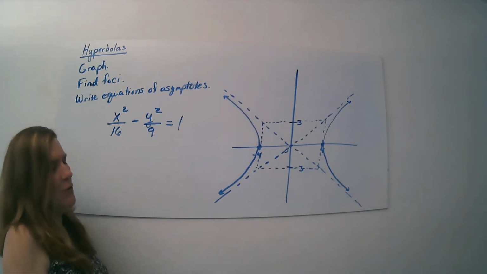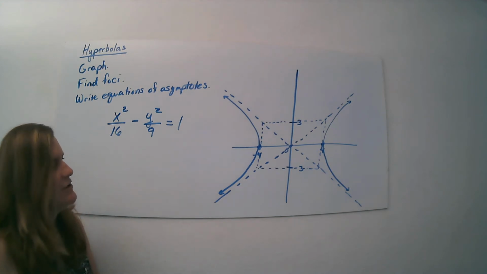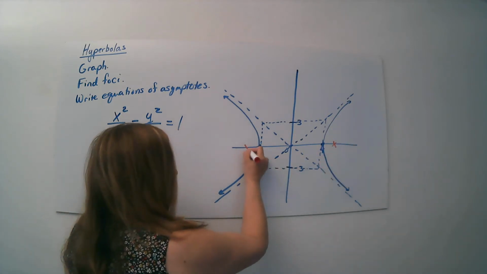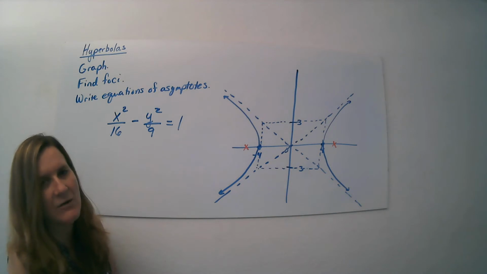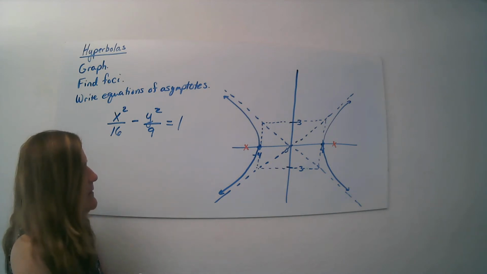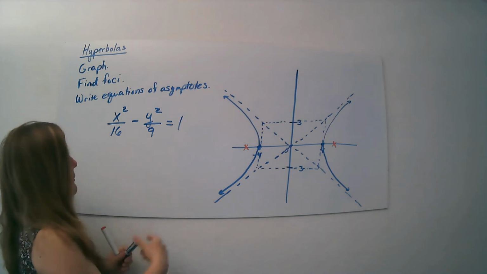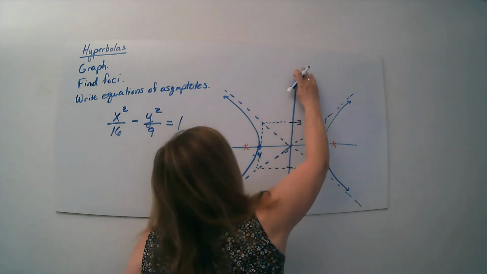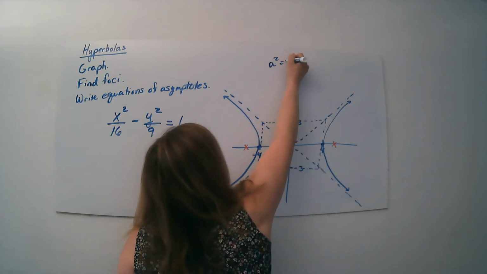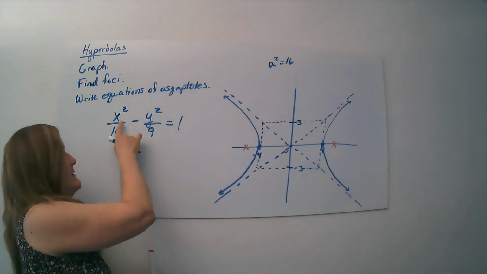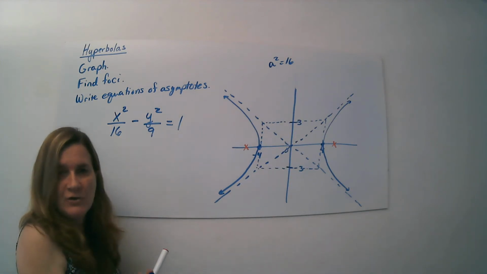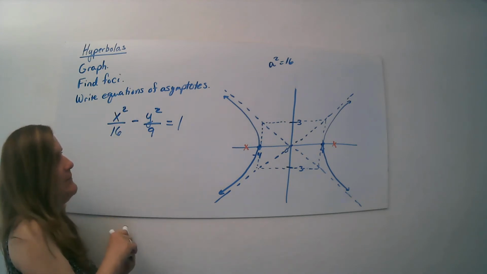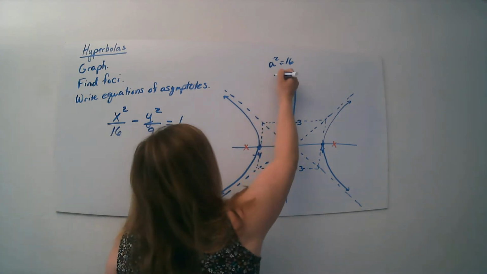Now we do need the foci. Those are inside the branches of the hyperbola. So they're here and here somewhere. And remember, they are c units from center. For this particular equation, we know that a squared was equal to 16. So let's just jot that down up here. a squared equals 16. a squared is always the denominator of your first term when it's written in standard form. The term that is positive has a positive coefficient. Our b squared is our 9.